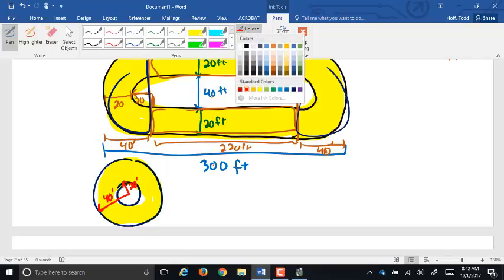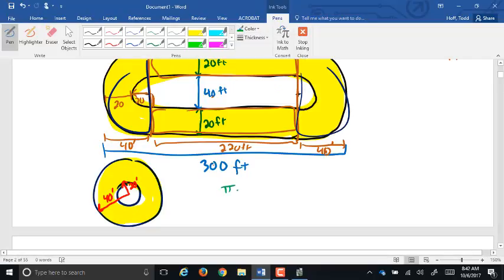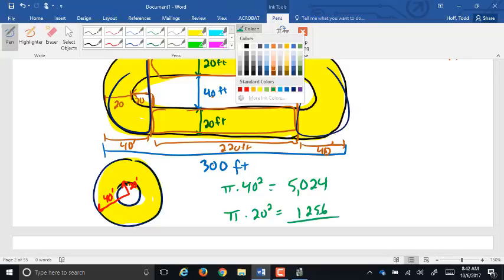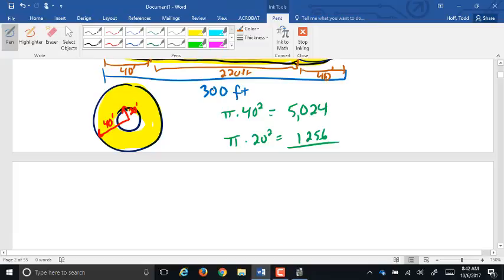we find the area of the big circle, which is pi times 40 squared. 5024, yep. Then we find the area of the small circle, which is pi times 20 squared, 1256, which is going to give us 3,768. Is that correct?